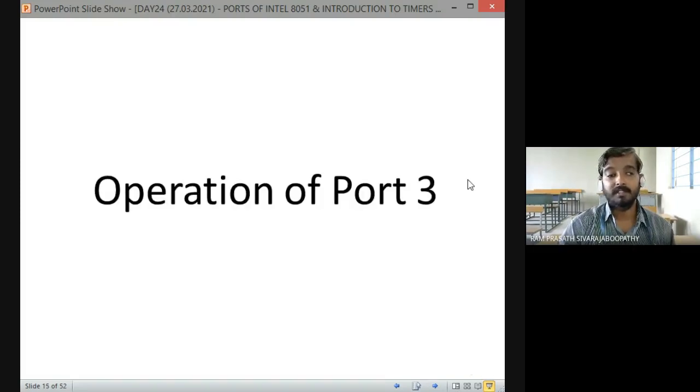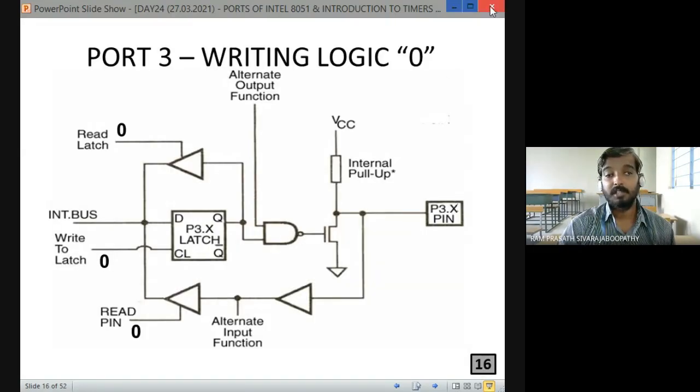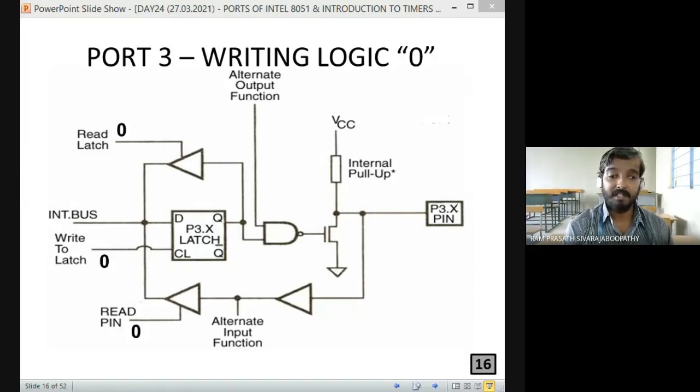What about the other ones? Yes, very good, WR bar. This signal is going to be generated by the microcontroller only. After we select the memory, who generates the signal whether to read or write? The microcontroller only. So the WR bar signal. What about RD bar? Did you think RD bar is only for reading?